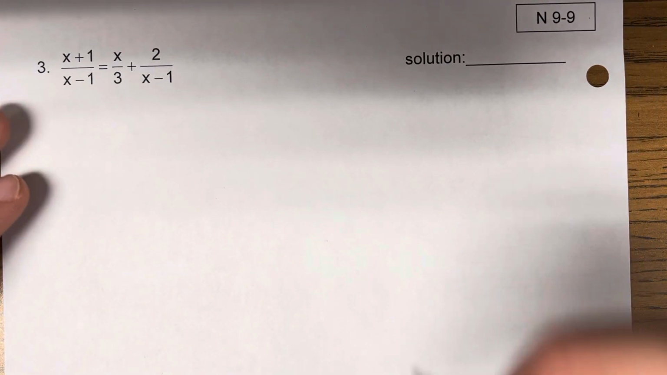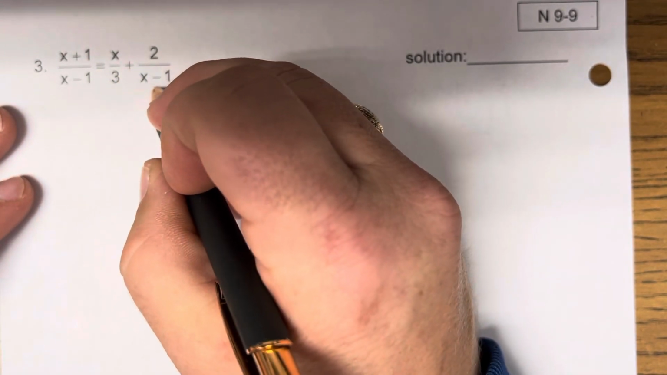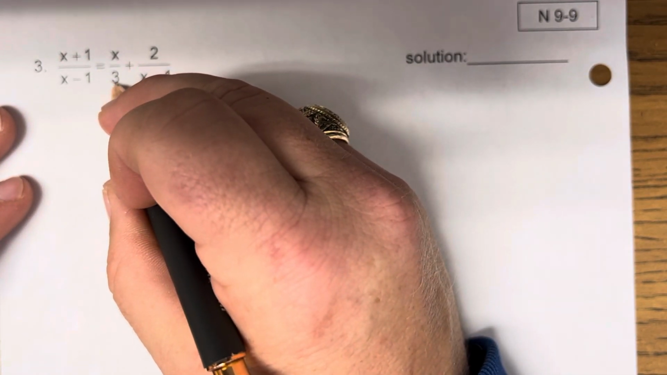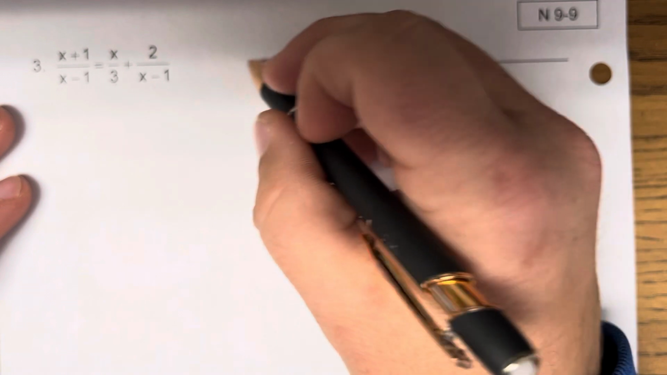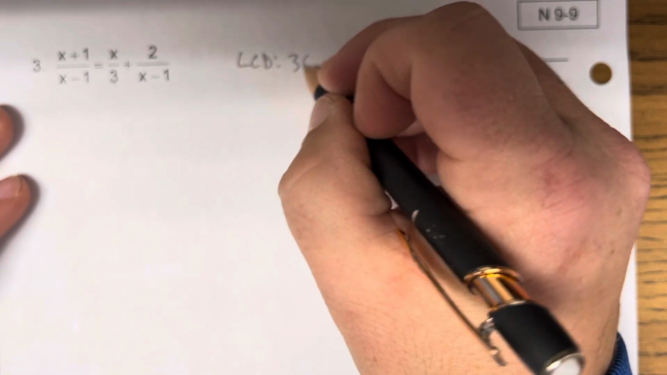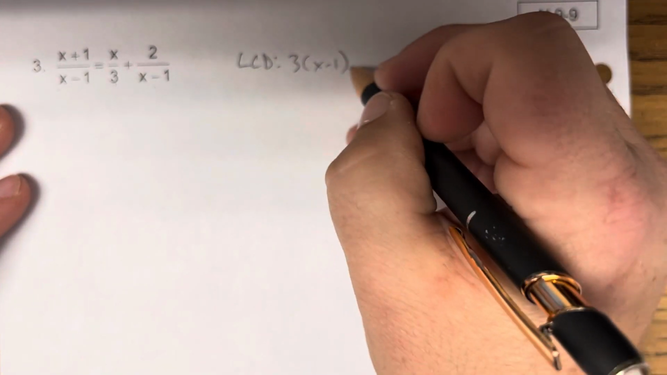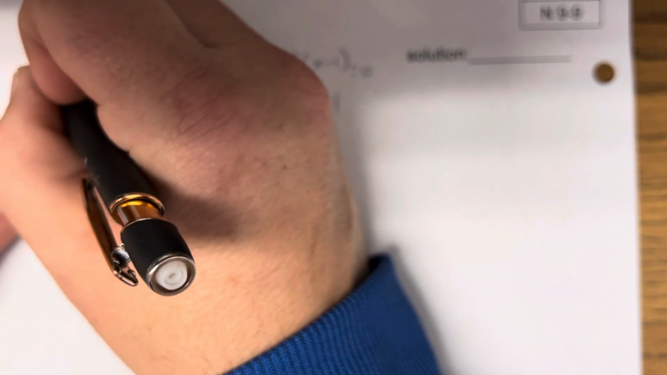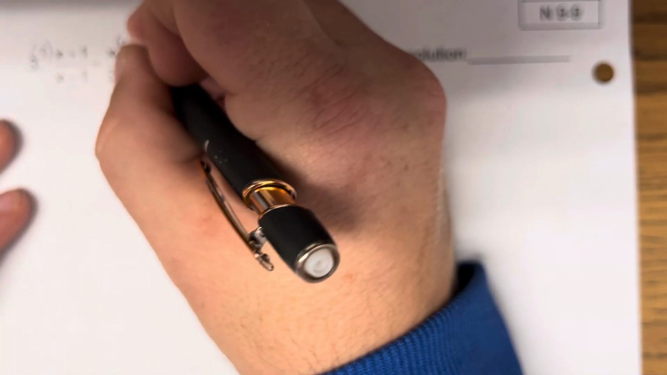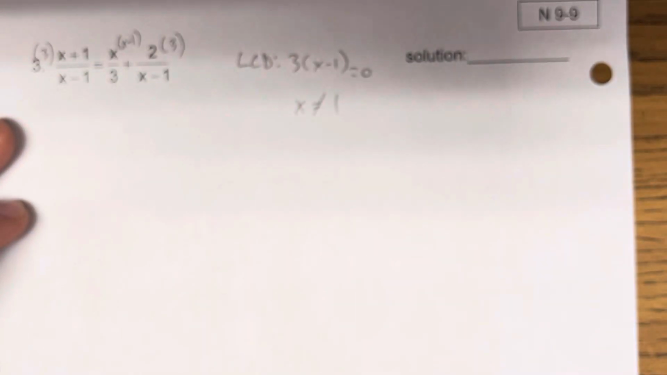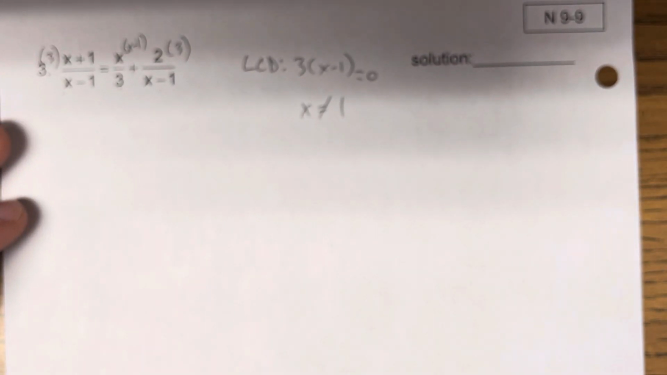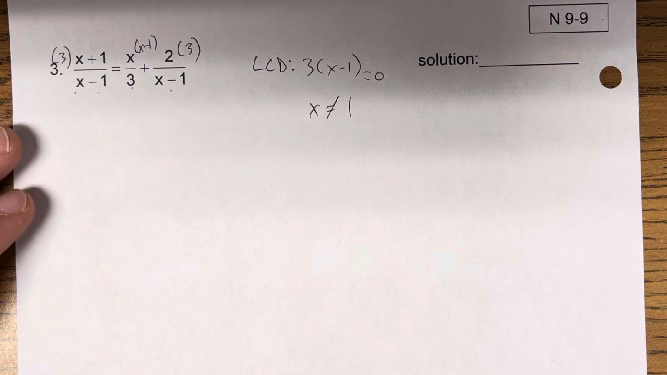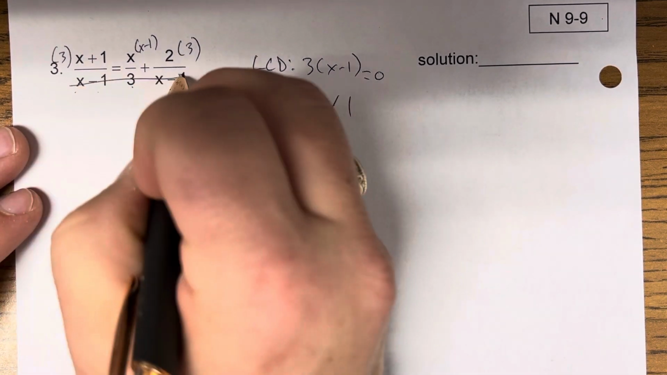All right, going to the back. Number 3, this one has x minus 1, this one has x minus 1. This one does not, but also these don't have 3. So on this one, I'm going to want 3 and x minus 1. So if I set that equal to 0, x cannot be 1. So this one needs a 3, this one needs x minus 1, and this one also needs a 3, so that I can combine these fractions together. And so now I don't need the denominators anymore.